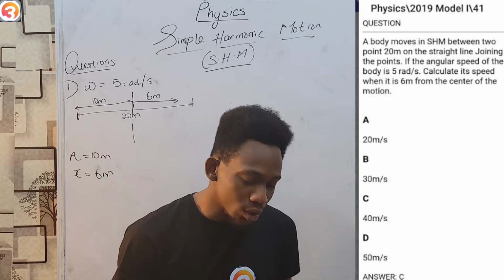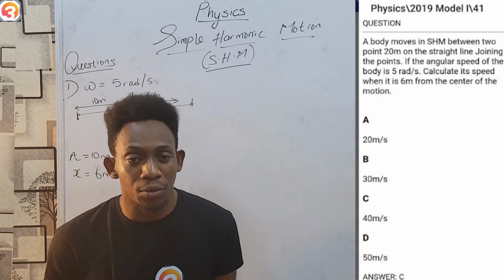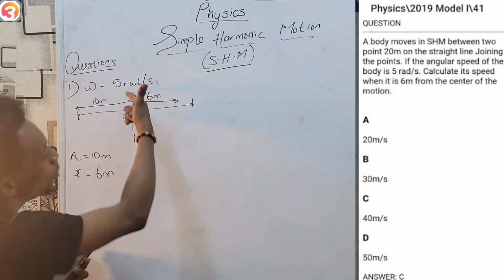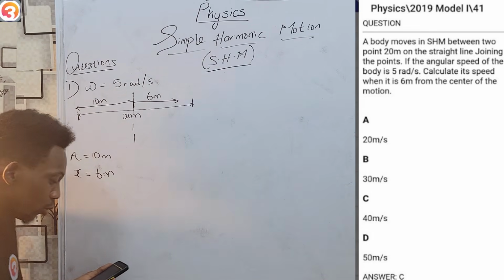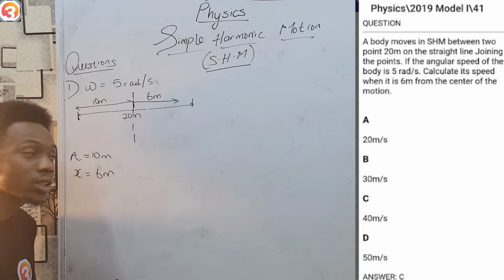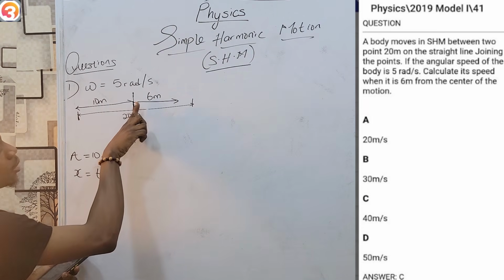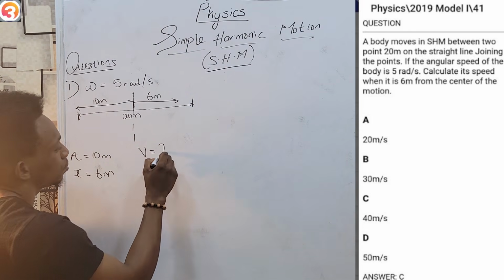If this body is moving a total distance of 20 meters, then the amplitude must be half of that because the equilibrium position must be in the center. So that's 10 meters. While we are finding its velocity when it is 6 meters from this center. So that is my displacement from center symbolized by the letter x. So I want to find v.